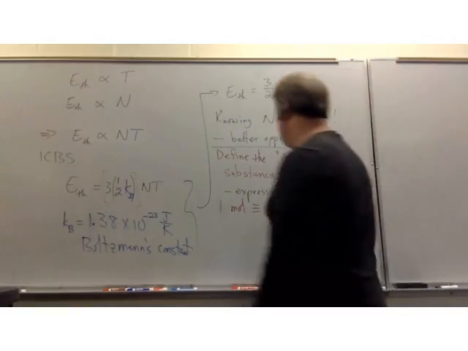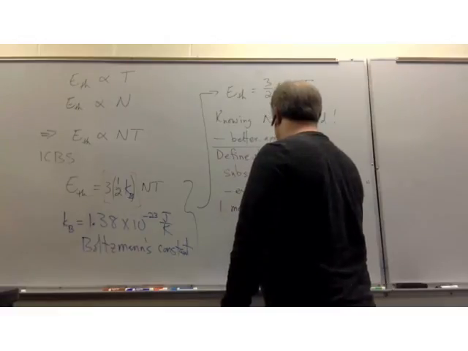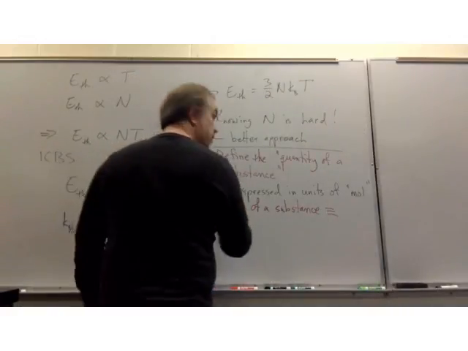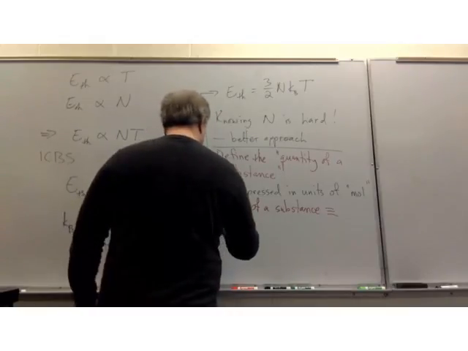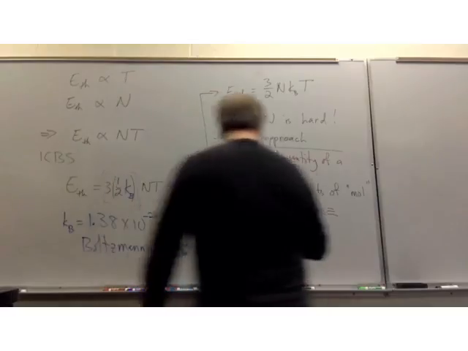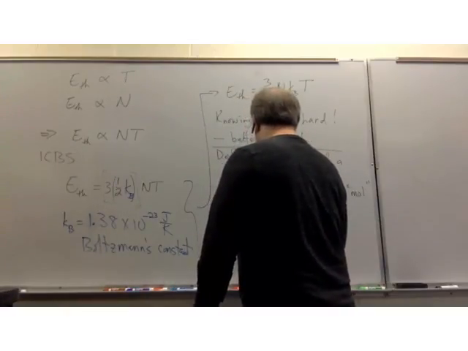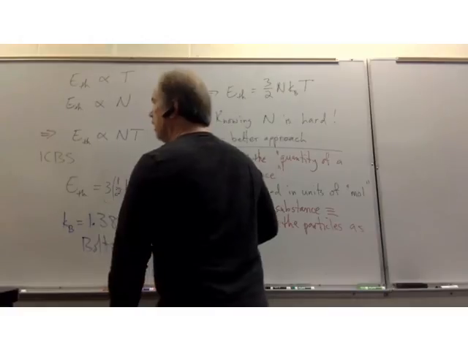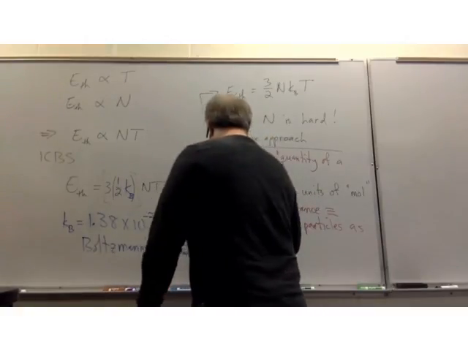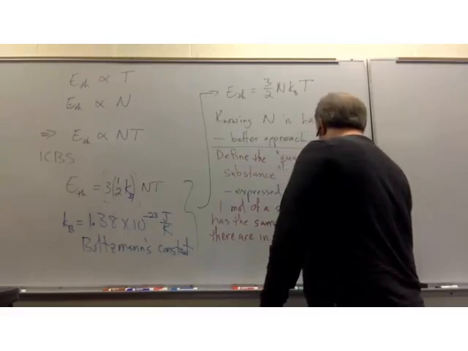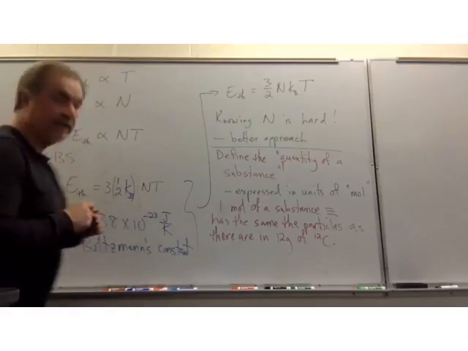A mole is defined to be, so 1 mole of a substance, I should say, this is a very complicated definition, so I'm going to write it out and then I'll talk about it. 1 mole of a substance is defined as having the same number of particles as there are in, get this, 12 grams exactly of carbon-12. Okay, that needs some explanation.